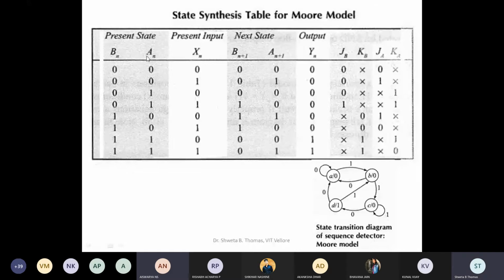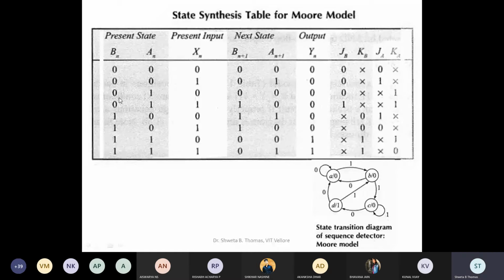When it is in state A, that is 0, 0, and the input is 0, it is coming to the same state A, that is 0, 0, and the output is 0. Okay. Then again, when it is in state A, that is 0, 0, we have given the state assignment A equal to 0, 0, and the present input is 1. If it is 1, then it is going to state B. State B assignment is what? It is 0, 1, and the output is 0.